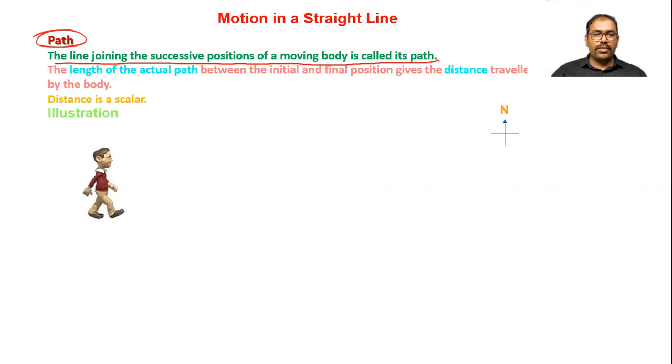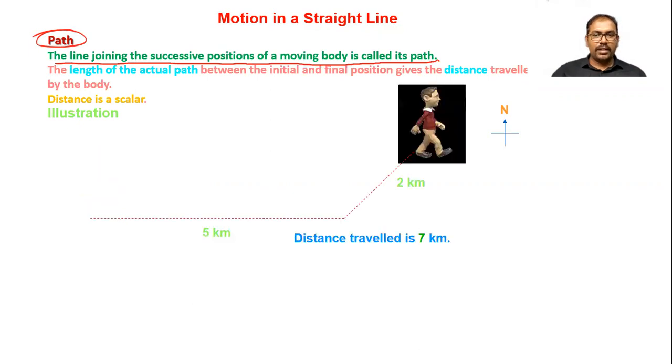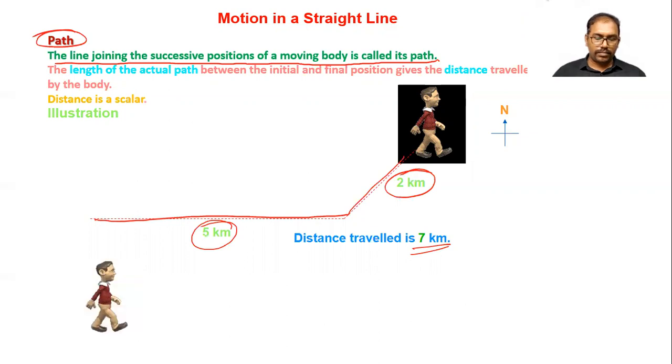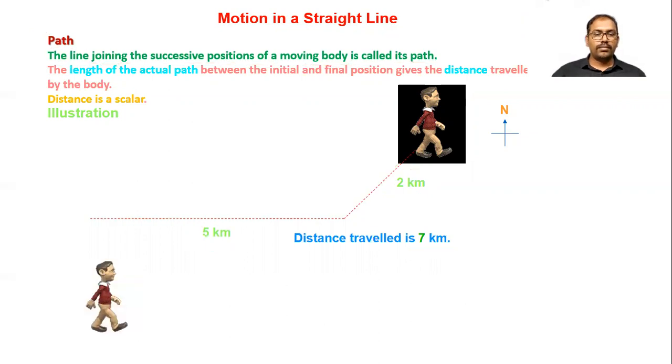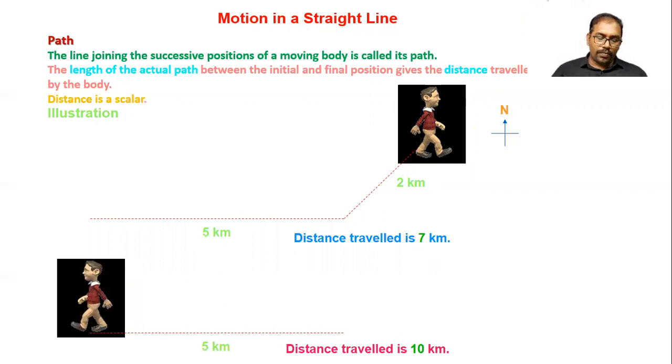Now let's see here. If you see a diagram here, person is moving initially 5 kilometer, then turns in another direction and moves 2 kilometer. Distance travelled is 7 kilometer. And this is the path. Now, when the person starts at point A, reaches B and again comes back to A, the distance between A and B is 5 kilometer. So one way distance 5, again when it is coming back, again 5. So total distance travelled is 10 kilometers.